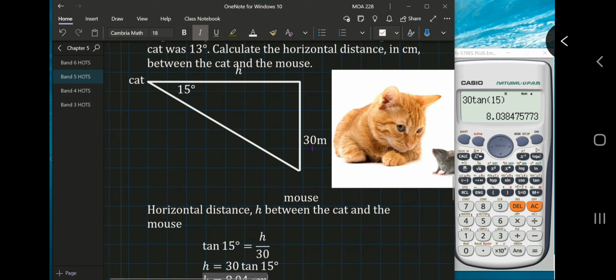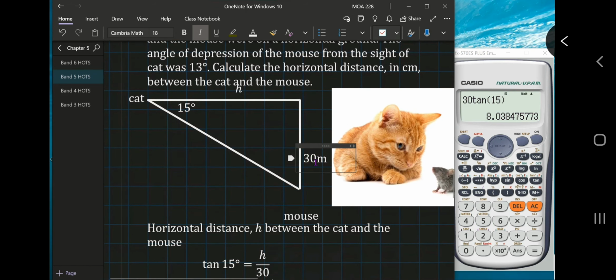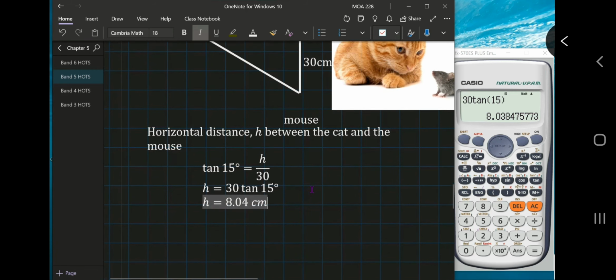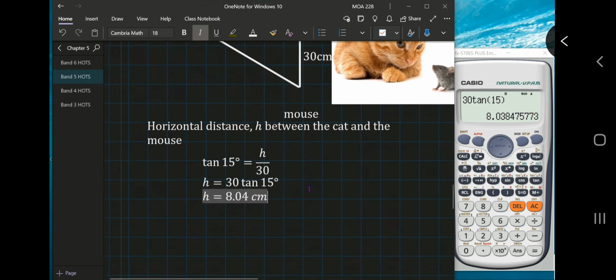Not in meters. This one means cm. Okay, cm, yes. So it was just cm. Okay, so go for the next one.